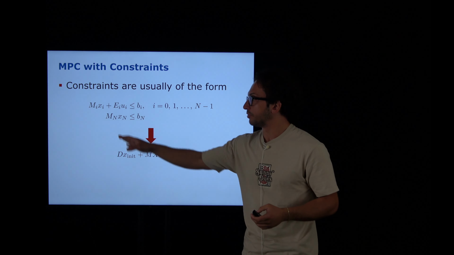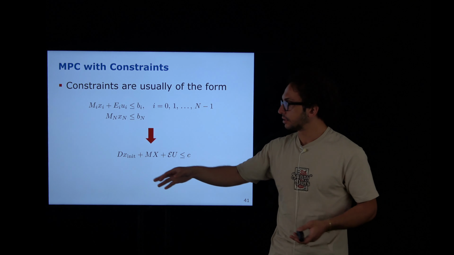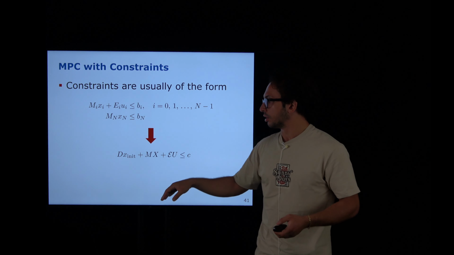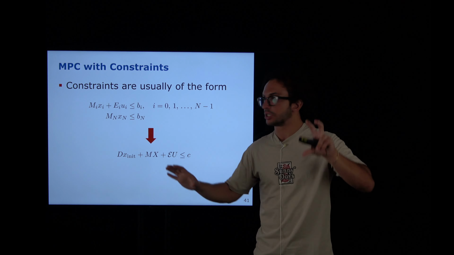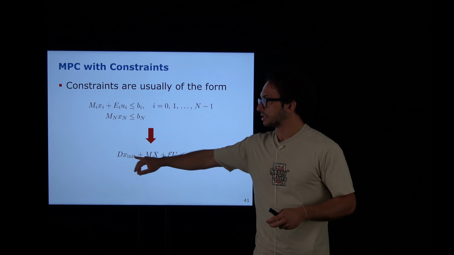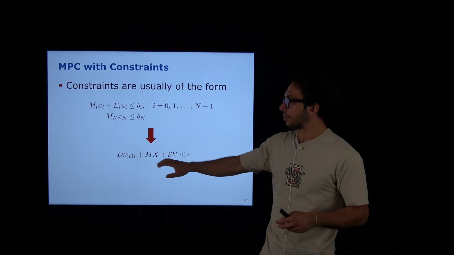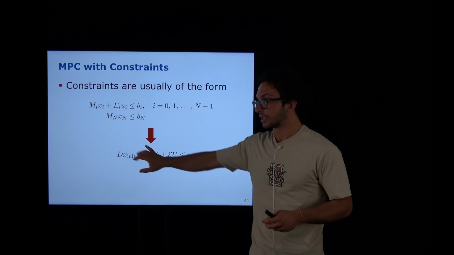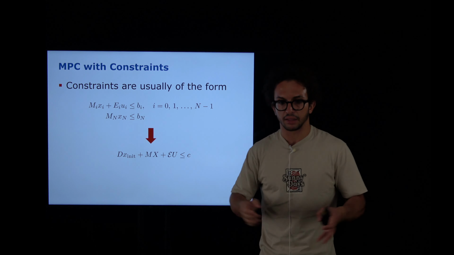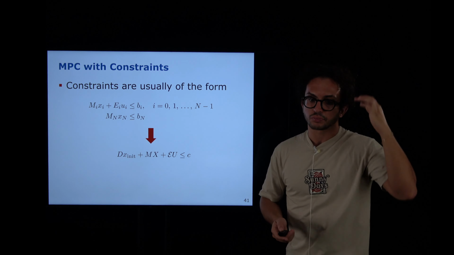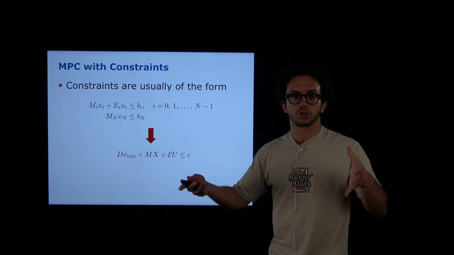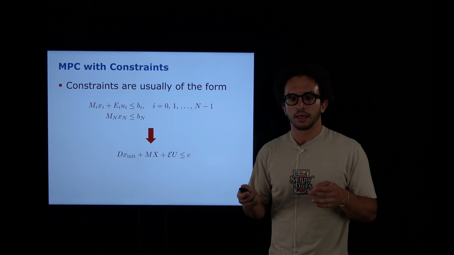So we have something that for sure includes the initial state, something that includes the states, and something that includes the inputs. Of course, these can be block matrices such that you will have a part that depends only on the states, and the other part disappears, a part that depends maybe only on the input, and so on and so forth. And this C can be anything. So this is a batch formulation of all the constraints that we want to deal with.